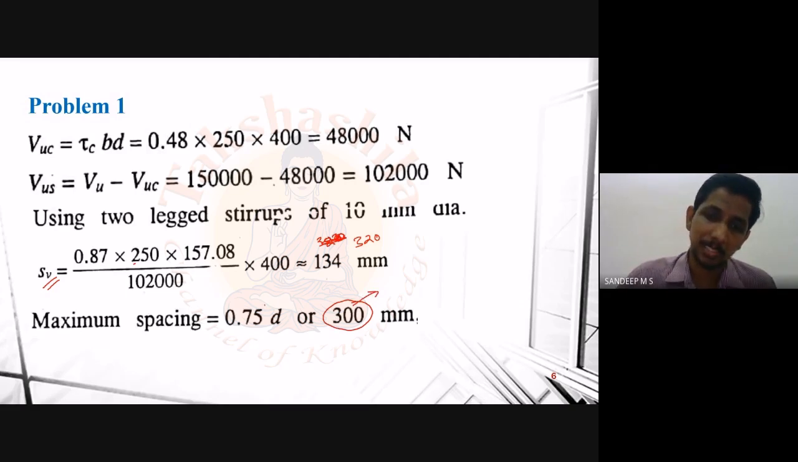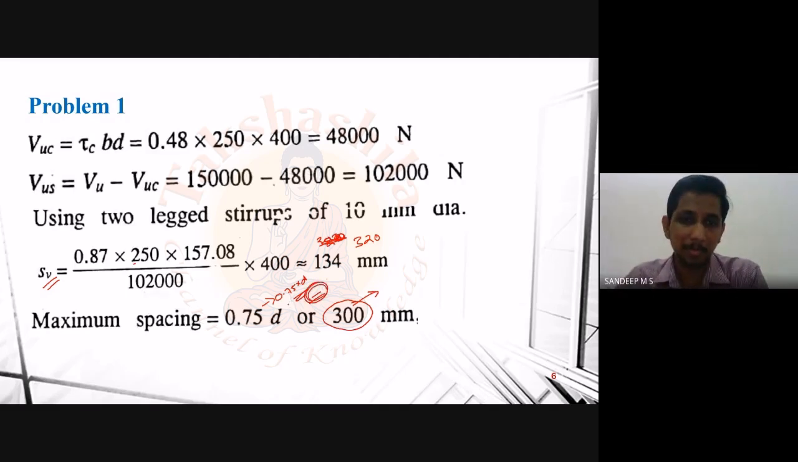Also, based on the diameter, you have to calculate this 0.75 into D. What is the value coming? Based on that diameter also, you will be getting some value, and you should not exceed that value also. That is to ensure that, in any case, some minimum amount of stirrups are provided. That is why the code is actually providing such a clause. It is in view of your safety. Is the doubt clear? Yes, sir.